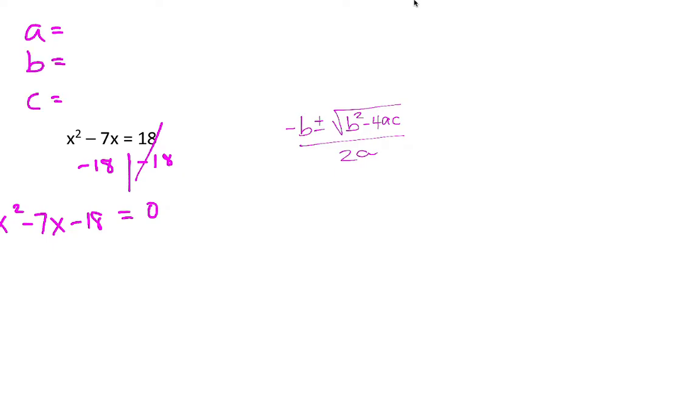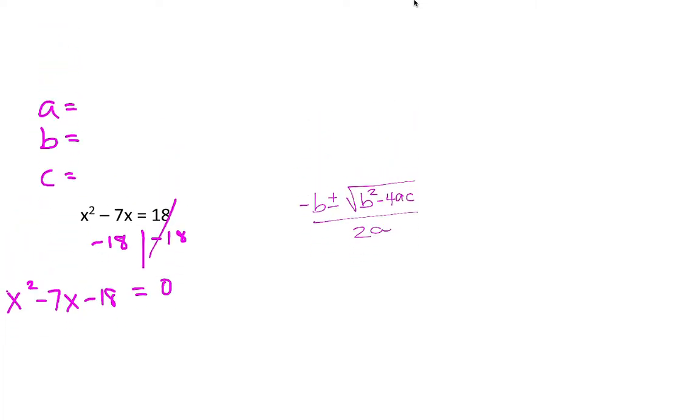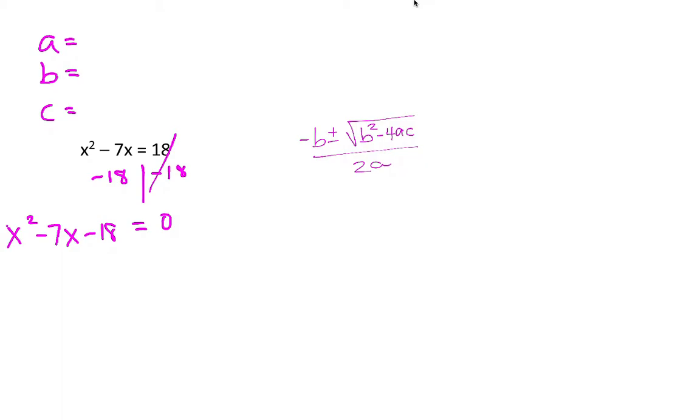So remember, you find a by looking at the coefficient of your x squared. Well, I have 1x squared. So a is 1. My b value is the coefficient to x, so I look in front of x, I see a negative 7. And c is the constant, the number by itself, which is a negative 18.